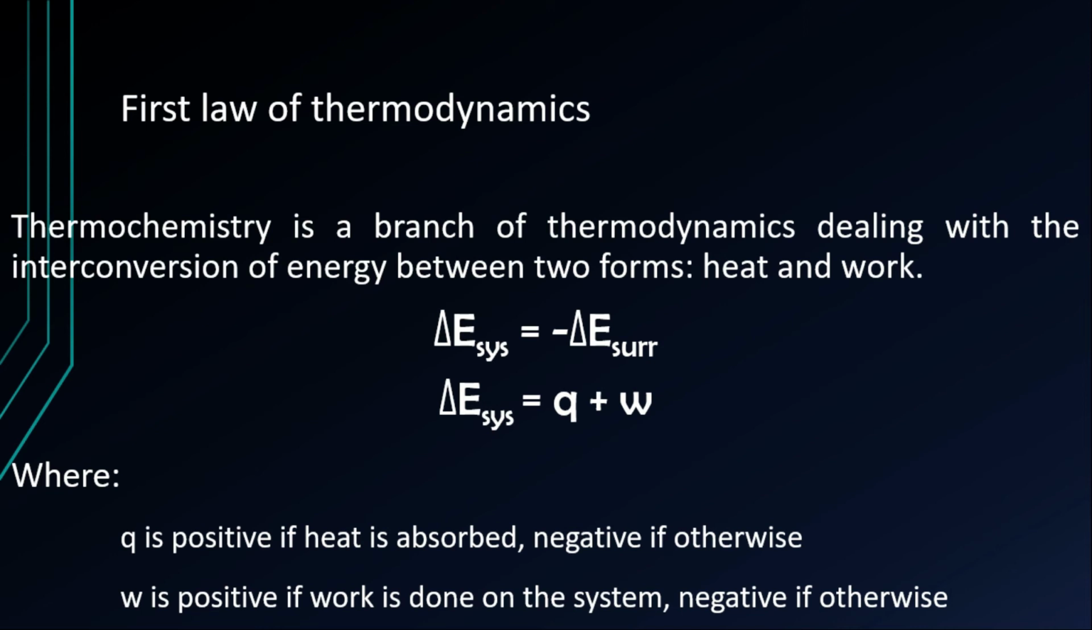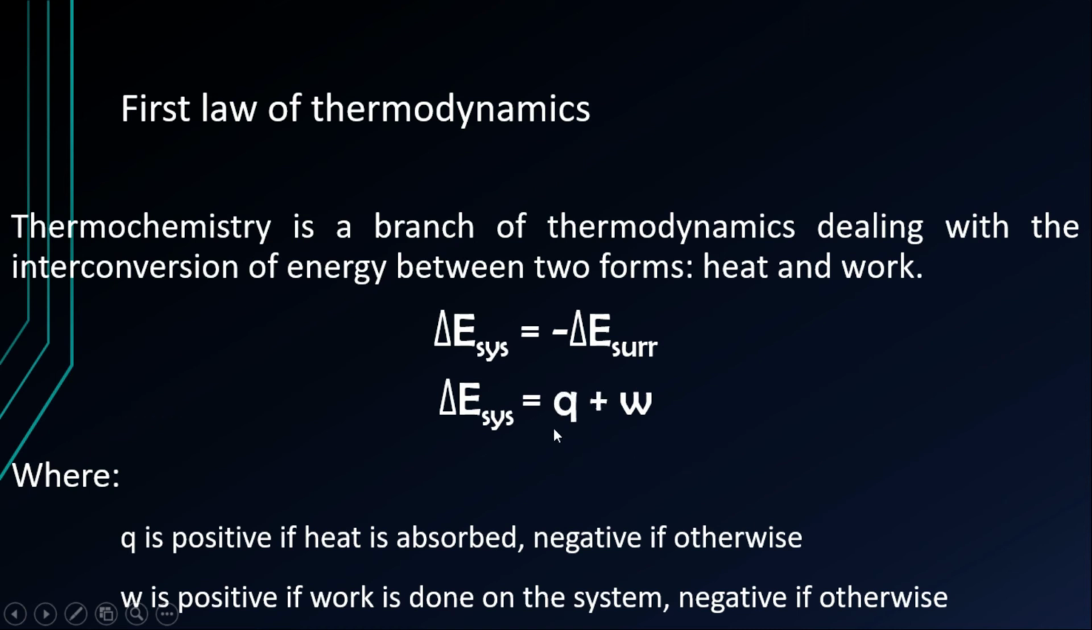The second one is the change of energy of the system is equal to Q plus W, where Q is heat and W is work. Now, the symbol for Q, if it is positive or negative, and the symbol of W, if it is also positive or negative, is dependent on whether heat is released or absorbed by the system, or work is done by the system or is done for the system.